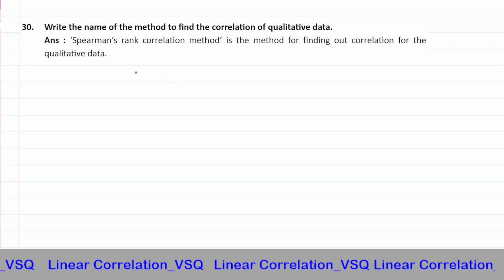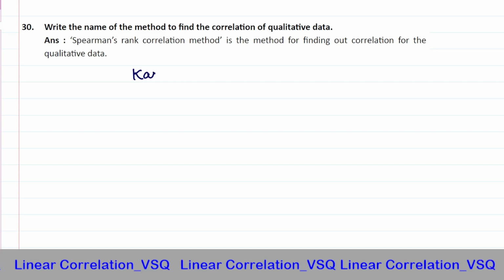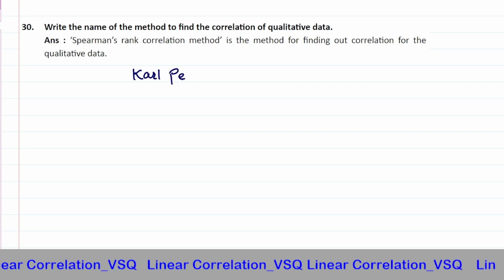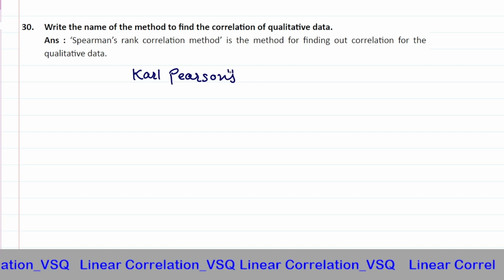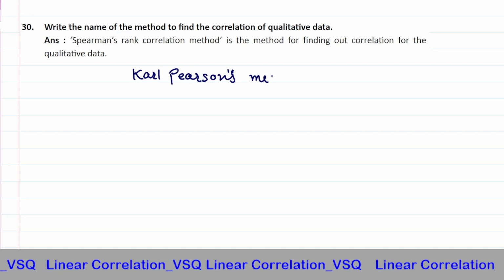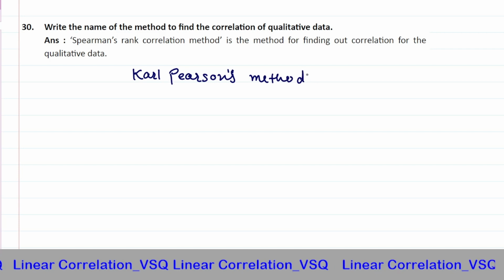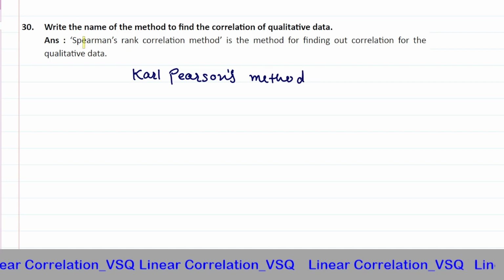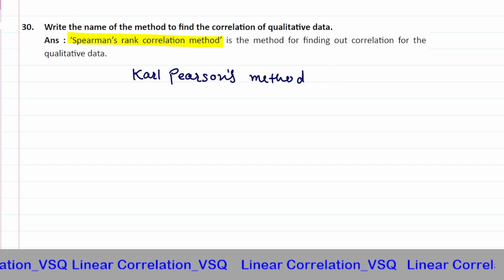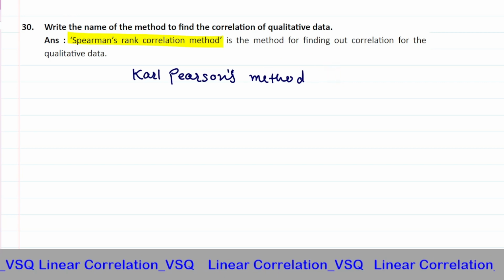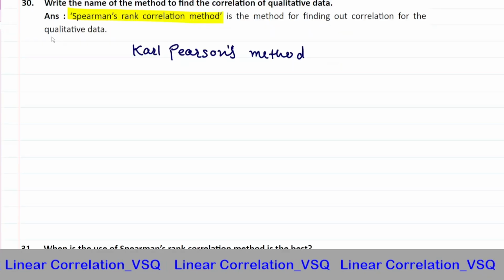Question number 30. Write the name of method to find correlation of qualitative data. Okay, for quantitative data, we are using Carl Pearson's method. And for qualitative data, we have to use Spearman's rank correlation method. So for qualitative data, we are using Spearman's rank correlation method.